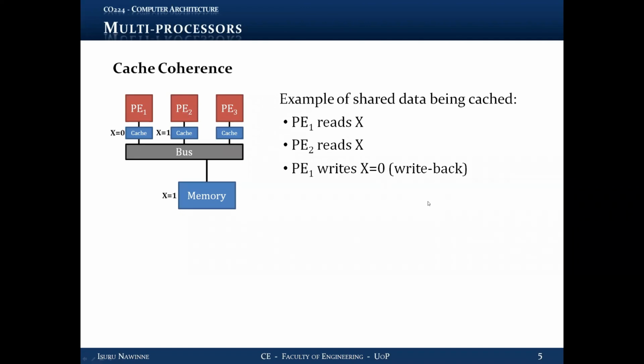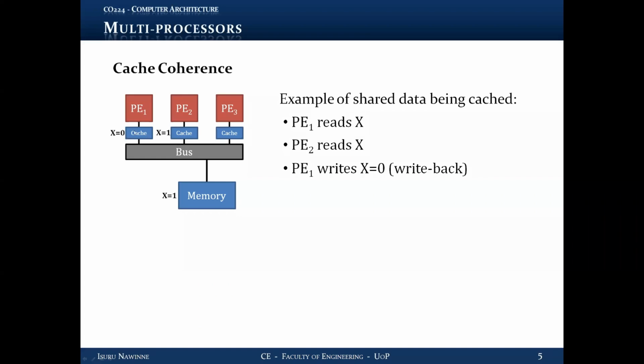Now one of the processors, P1, is going to perform a write operation on the same memory address. P1 writes X equals 0, right? So X was 1 to begin with. X equals 0 was written by processing element 1. The program running here performs a write to that memory address X. The new value is 0. So we write, the cache gets the update, X equals 0.